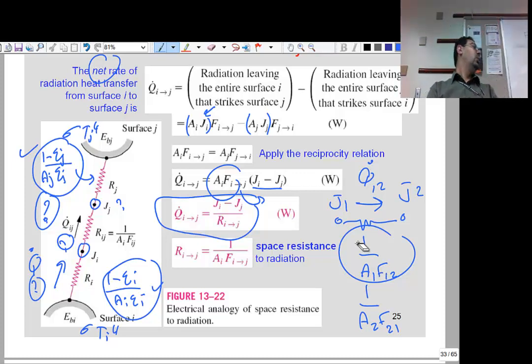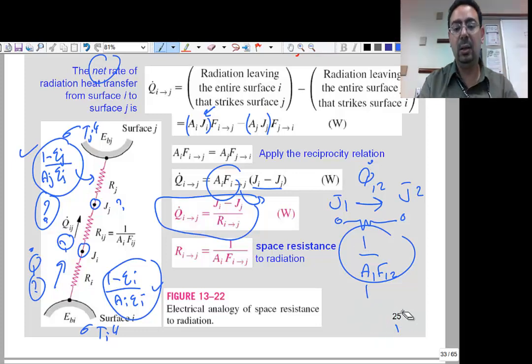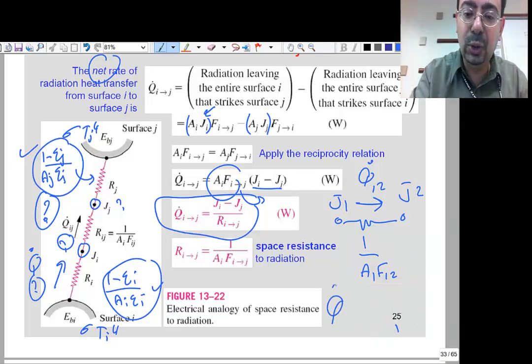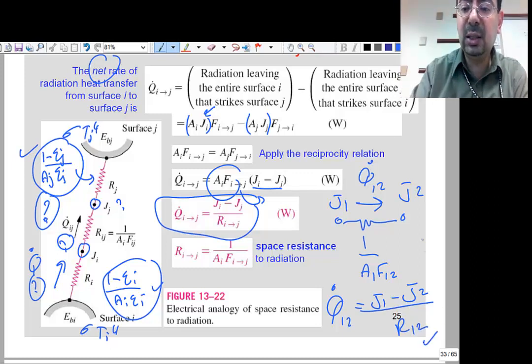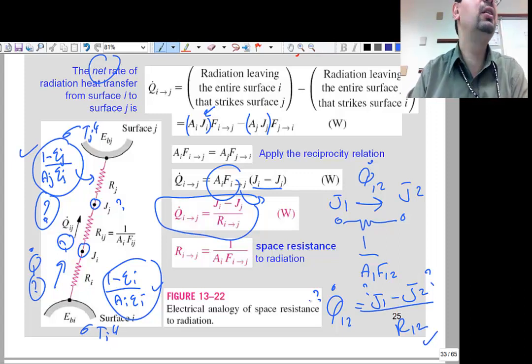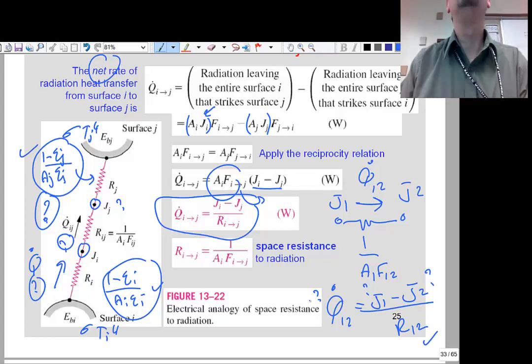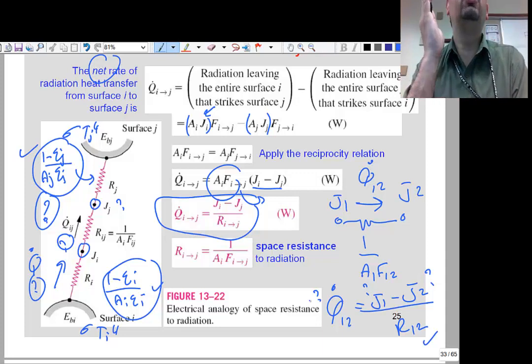Okay? So now one of you should say, well, how is that going to help me? You are saying that Q dot 12 is J1 minus J2 over R12, which is 1 over area 1 F12. Well, yes, I got the resistance from the geometry, but I don't know the J's and the Q. How am I going to do that? Anyone can help? No more equations, we are done. Those are all the equations.